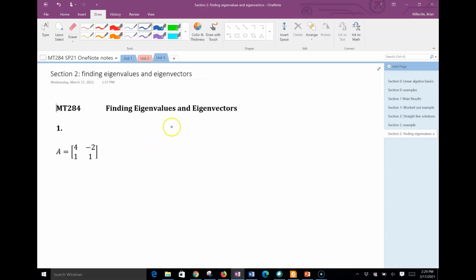We need to find non-zero vectors v such that A times v is equal to lambda times v. Now by doing vector subtraction, we can subtract lambda v from both sides, and that gives us the vector equation A v minus lambda times v is equal to the zero vector.